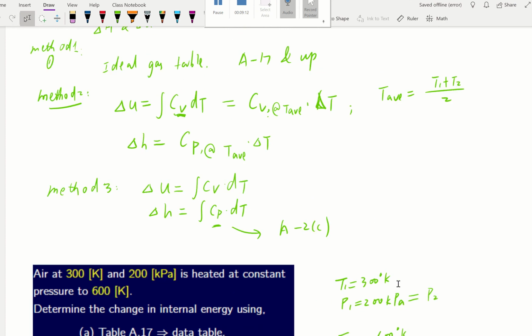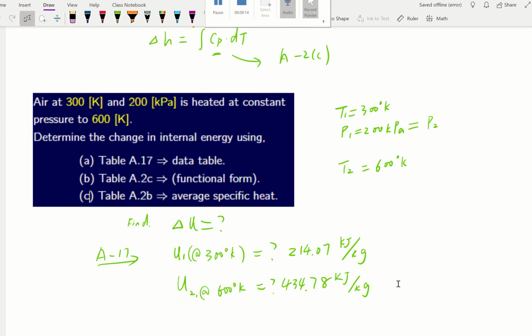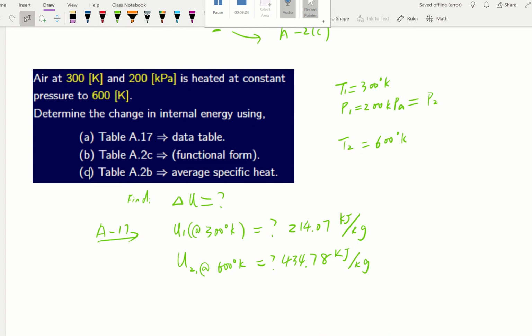Since this problem didn't tell us the mass, they are likely talking about the change in specific internal energy, which means per kilogram, right? So in this situation delta U is U2 minus U1, which is 434.78 minus 214.07. Then that's going to give the answer.